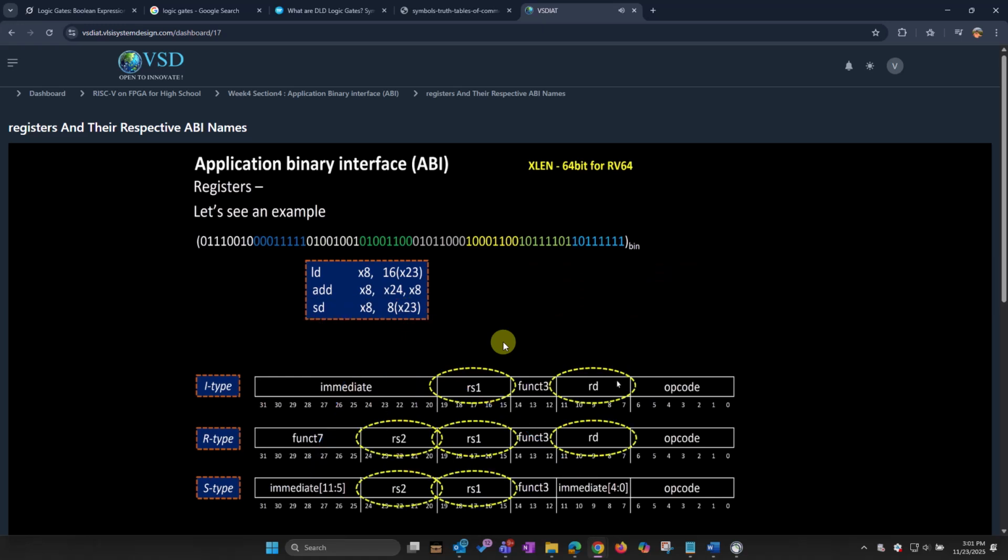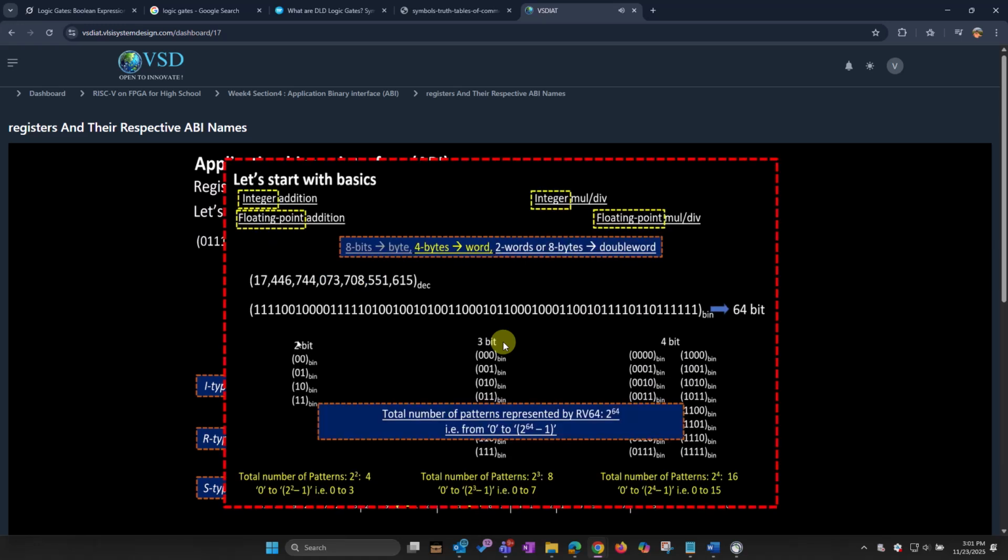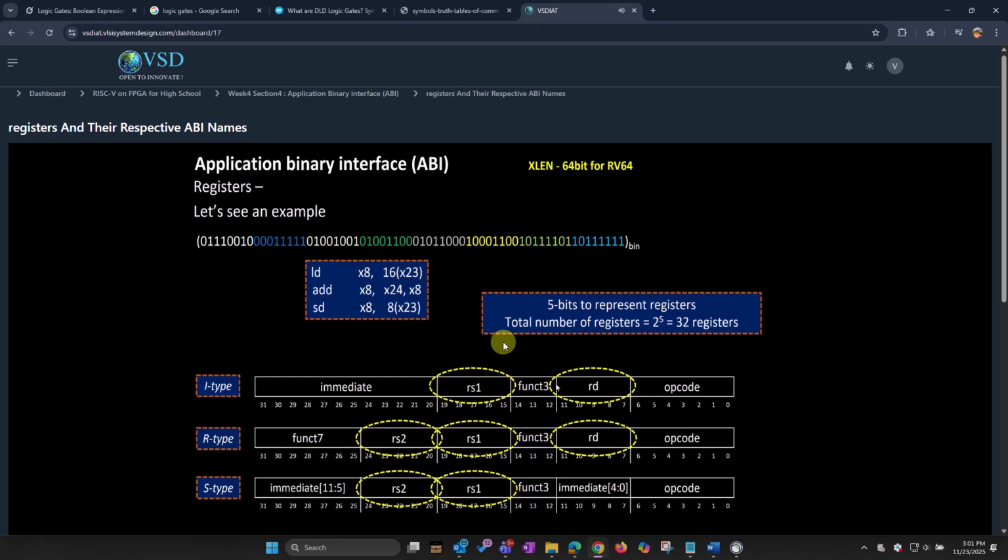Next, all the registers that are accessed by I type, R type, or S type instructions are all 5 bits. Now, if you look at some of the conclusions that we made in the past couple of videos: if you have 2 bits, you can represent 2 to the power 2, which is 4 numbers. If you have 3 bits, you can represent 2 to the power 3, which is 8 numbers. If you have 4 bits, you can represent 2 to the power 4, which is 16 numbers, which is 0 to 15. In the same case, if you have 5 bits, you can represent 2 to the power 5, which is 32 registers. And that's the reason we have 32 integer registers in the RISC-V architecture.